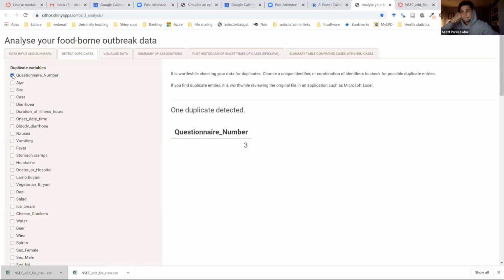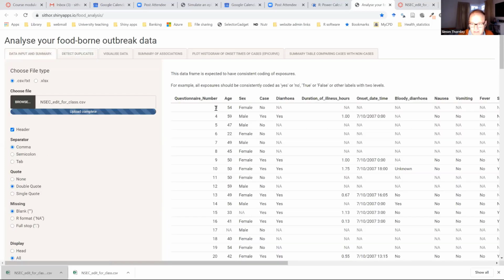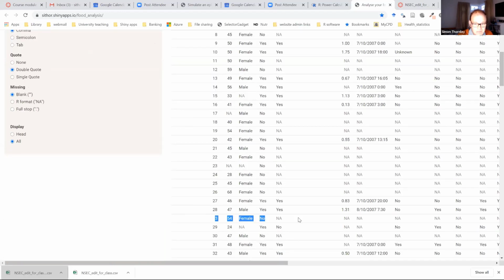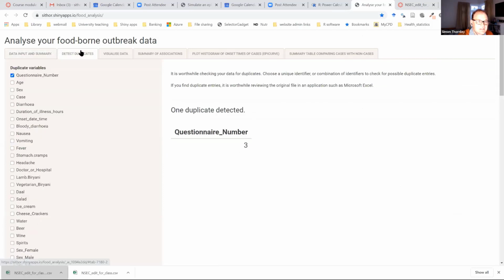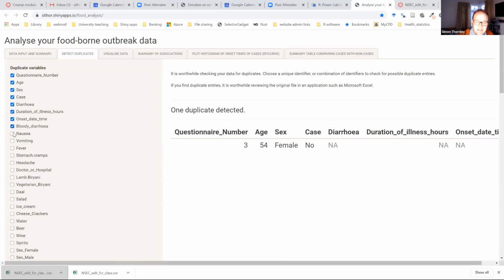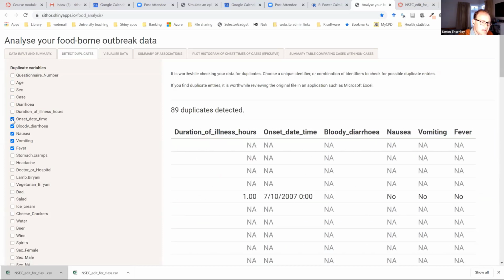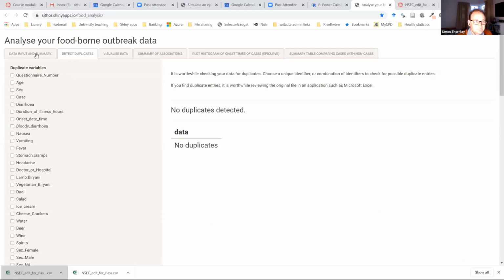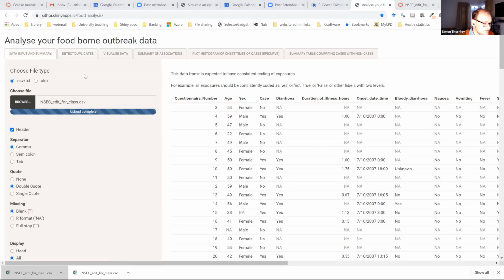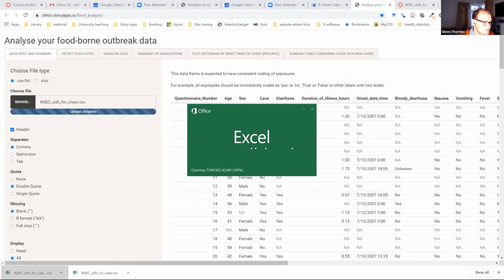Yeah. So we've got a duplicate, number three, and we can have a look here. We've got number three here, and we've got number three here as well. And we can see, yeah, they're all the same values. So it looks like that's a true duplicate. So we've got to go back to our original data, and I'm going to open the data in Excel.